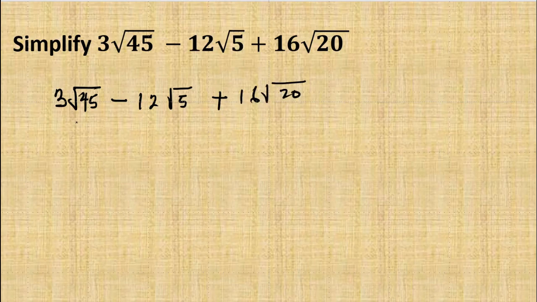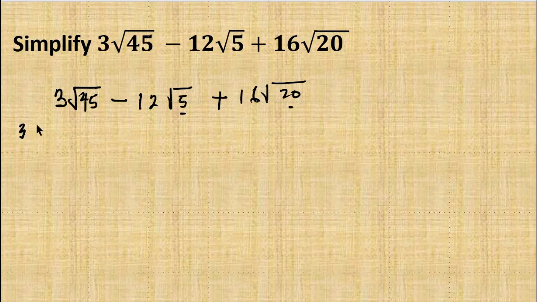Now, the first thing I want to do is break down this expression as much as possible. If you look at 45, 45 is a multiple of 9 and 5. Now, if you look here, I have 5. 5 is a multiple of 5 and 1. And if you look here also, I have 20. 20 is a multiple of 4 and 5. Now, I can begin to break down my expression.